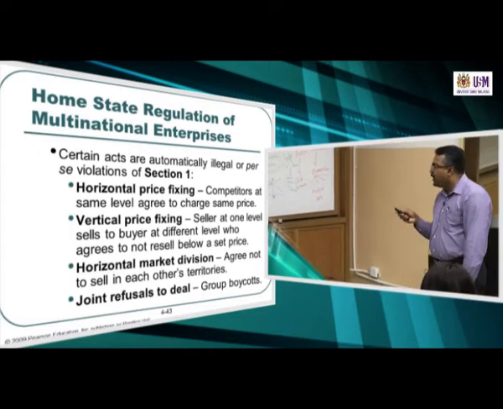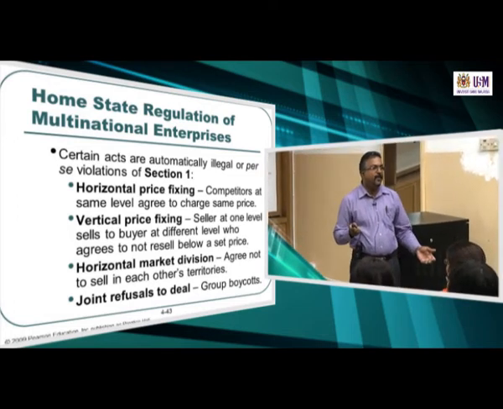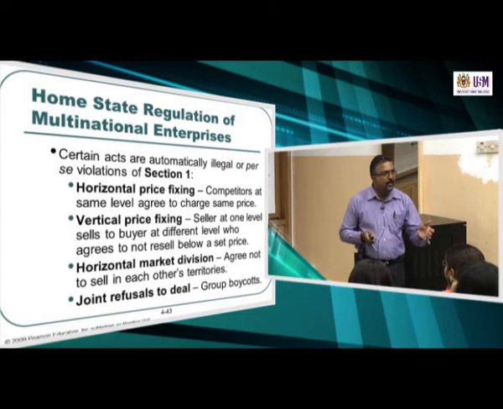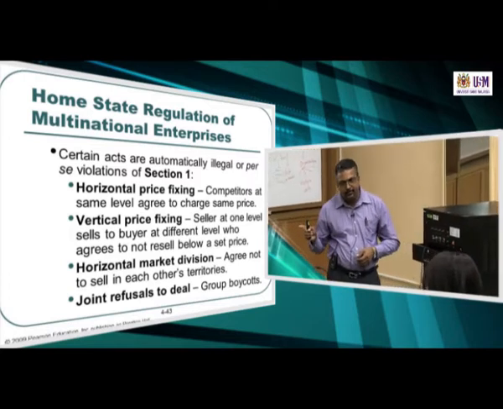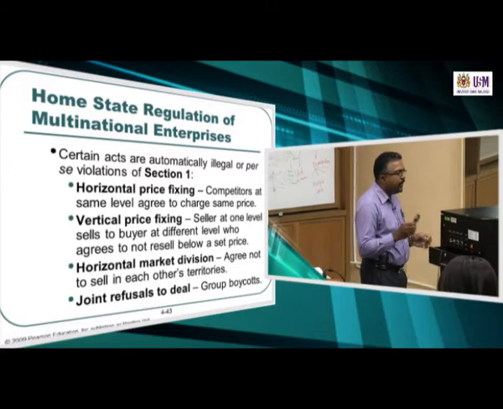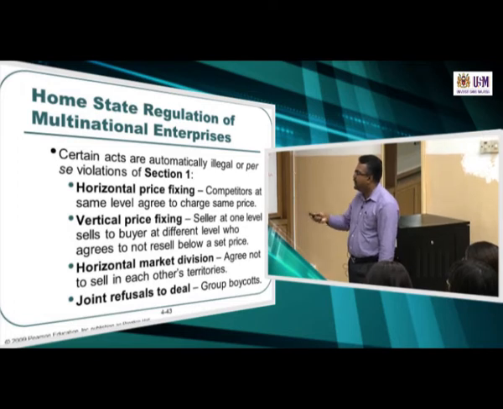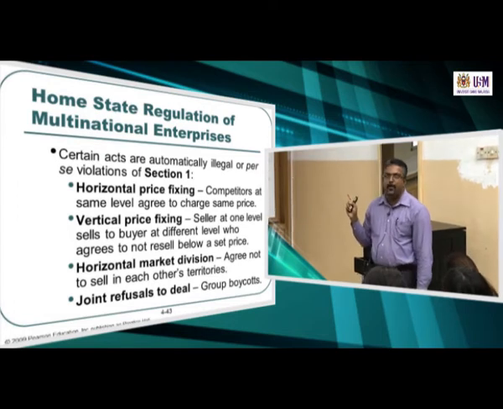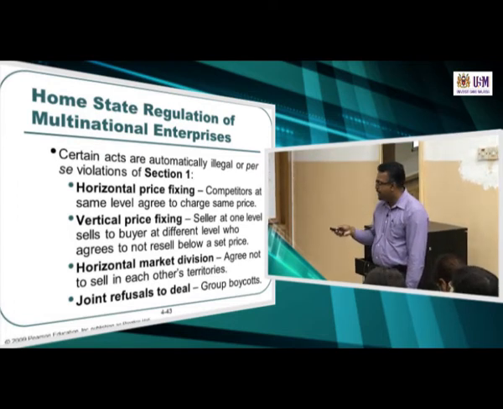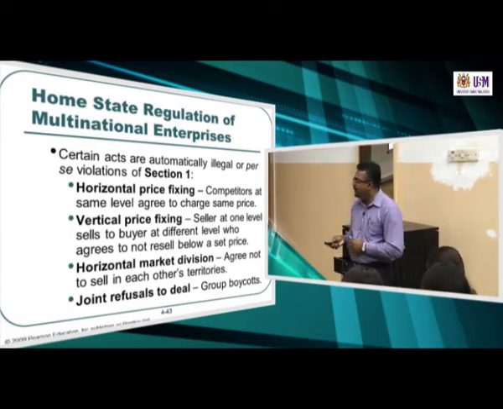Horizontal market division. Agree not to sell in each other's territories. How can we say that? Hey, Samsung, don't sell in Malaysia. We cannot say that. Can we say that or not? Cannot. Hey, Apple, don't sell in Singapore. We cannot. Any product can travel any part of the world. So we cannot have all these things. Joint refusals to deal. Group boycotts. So all these are, we call, restrictive practices. Please underline that word.